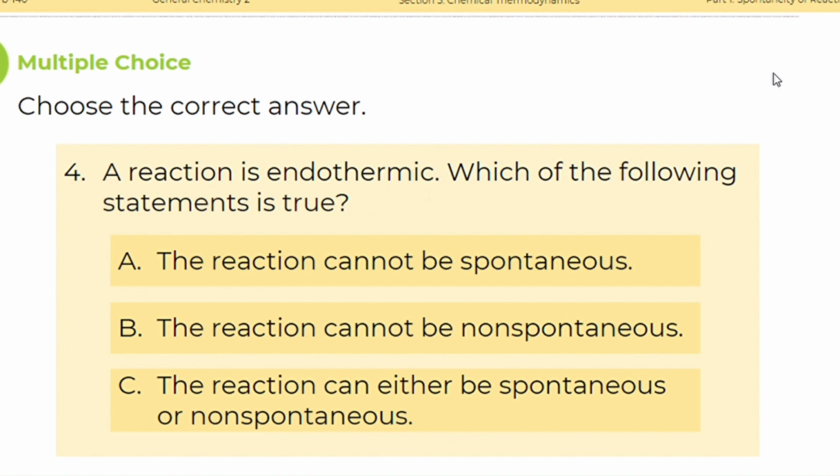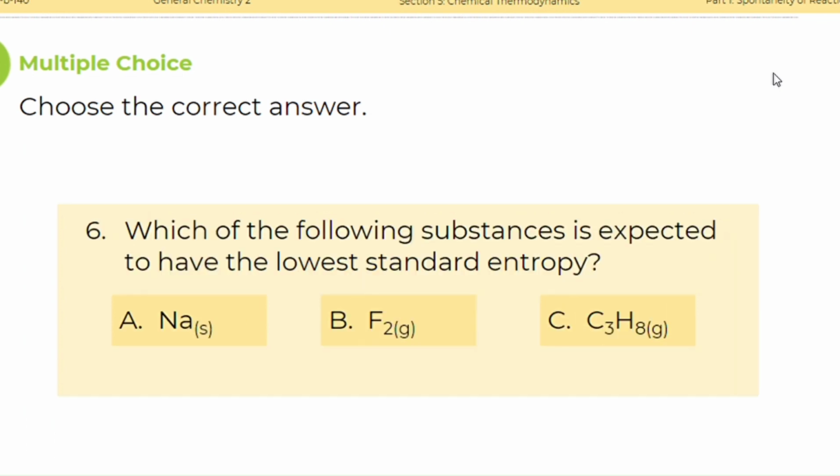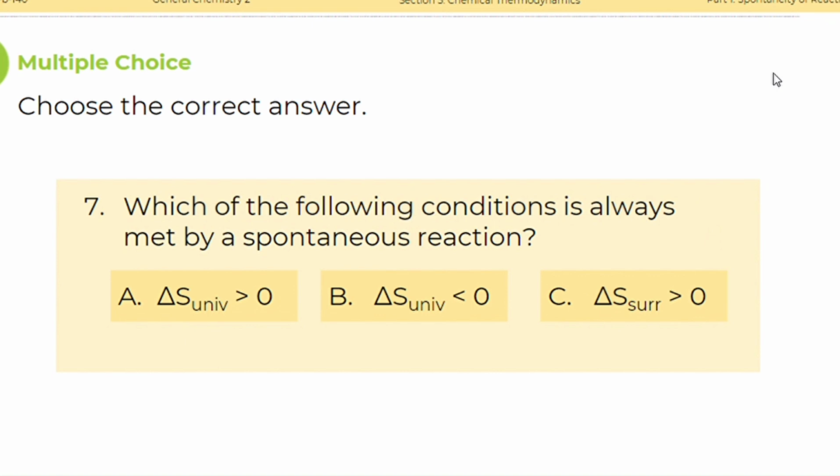Number 4. A reaction is endothermic. Which of the following statements is true? Choose the correct answer. Number 5. Which of the following illustrations depicts the arrangement of molecules with the largest entropy? Choose the correct answer. Number 6. Which of the following substances is expected to have the lowest standard entropy? Choose the correct answer. Number 7. Which of the following conditions is always met by a spontaneous reaction? Choose the correct answer.